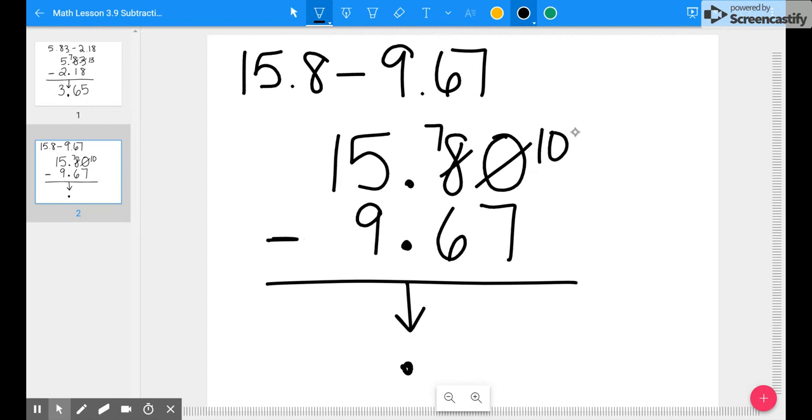I have 10 apples. I need to take away 7 apples. How many do I have left? Well, I know that's 3. So I'm writing my 3 in the hundredths place value. It needs to stay lined up perfectly.